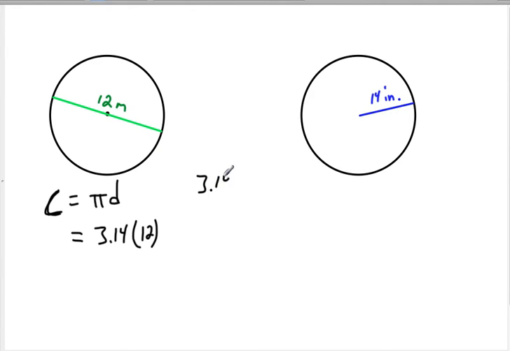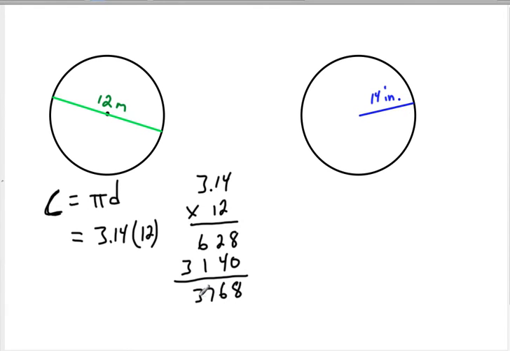So 3.14 times 12, we got an 8, a 2, a 6, placeholder 0, we got a 4, and a 1, and a 3, add that all up, and we get, looks like 37.68. So oftentimes what we'll do is write approximately 37.68, and we're talking about meters. Now this is a distance around, so it's not square meters, it's just regular meters.